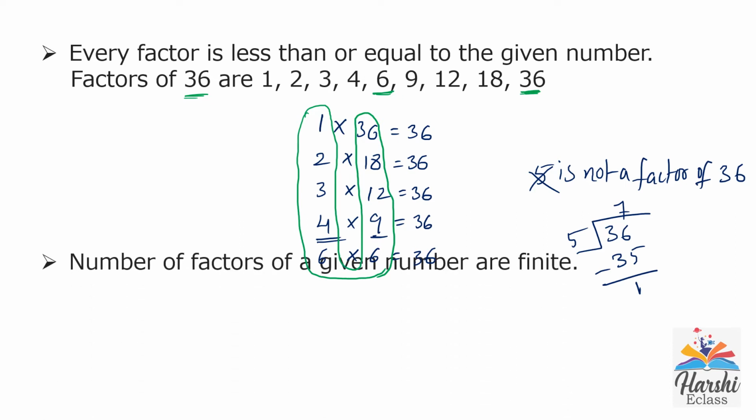The number of factors of a given number is finite. Finite means countable. We can count the number of factors of a given number. It may be 36, a 2-digit number, or it may be a 5-digit number, for example 10,000 or 10,560 or more than that. It may be a 5-digit or 6-digit number. It is possible to find the factors of the greatest numbers also, but it is a bit difficult process. Difficult, still it is countable, it is finite.